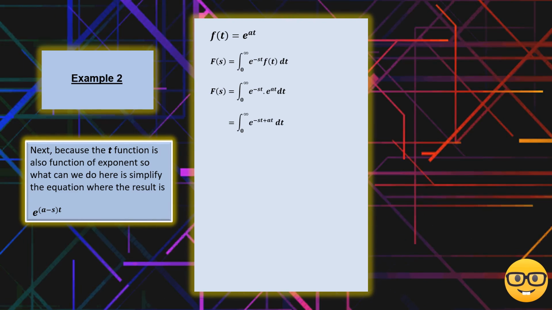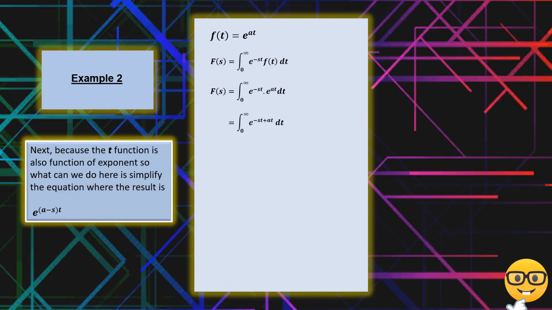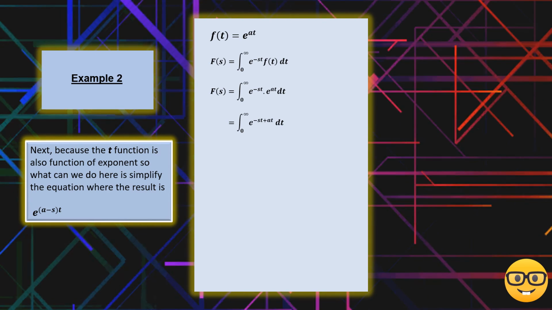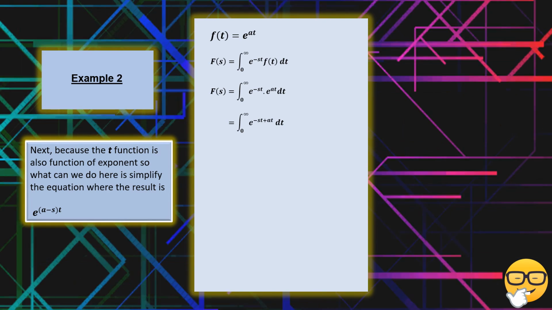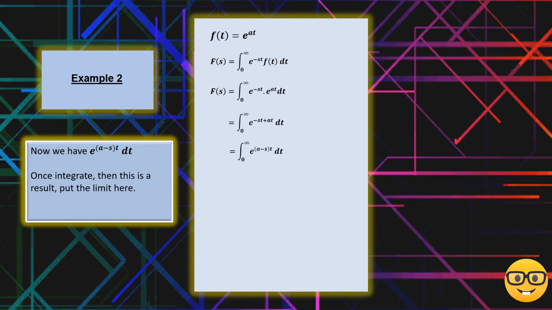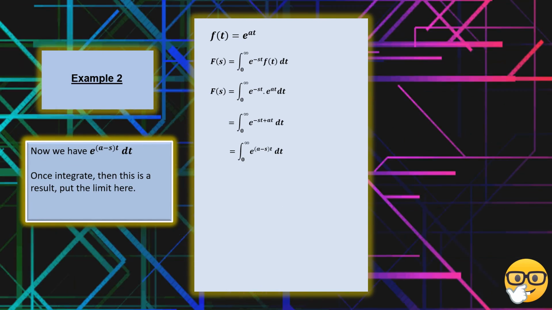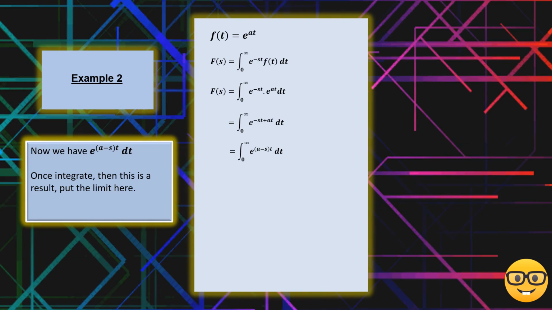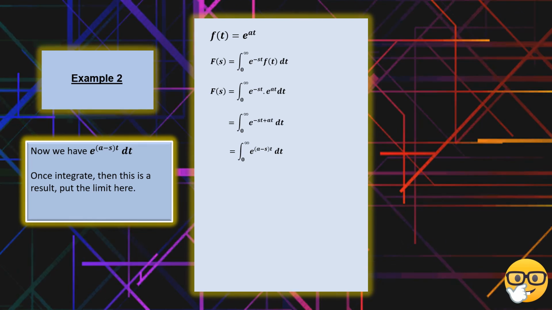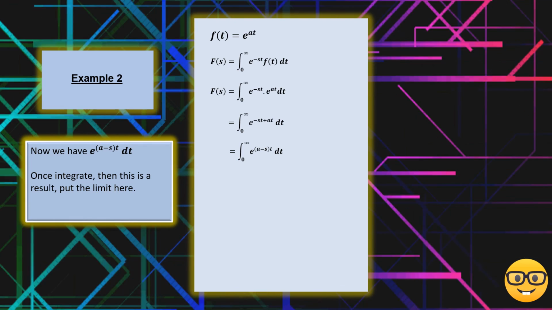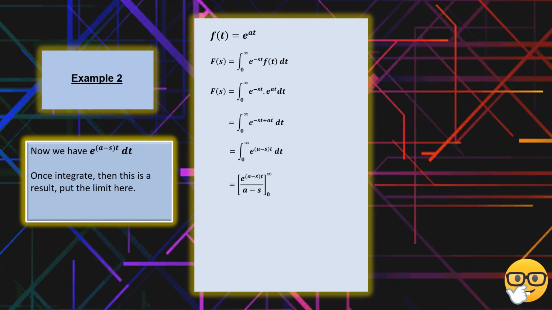Next, because the t function is also a function of exponent, what we can do here is simplify the equation where the result is exponent of a minus s times t. Now we have exponent of a minus s times t integrated with respect to t. Once integrated, this is the result. Put the limit here.